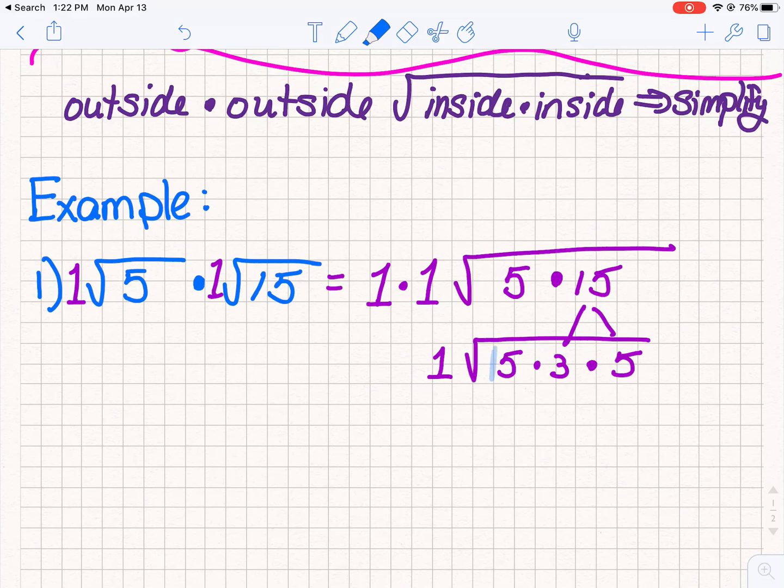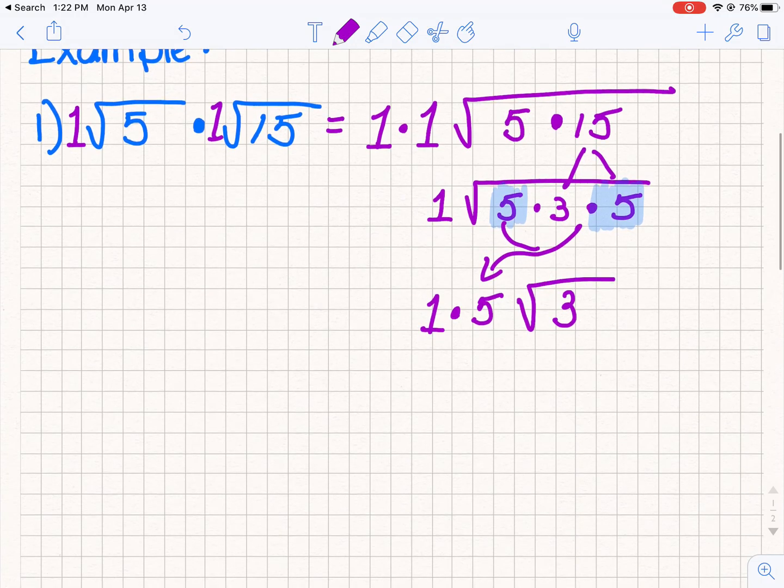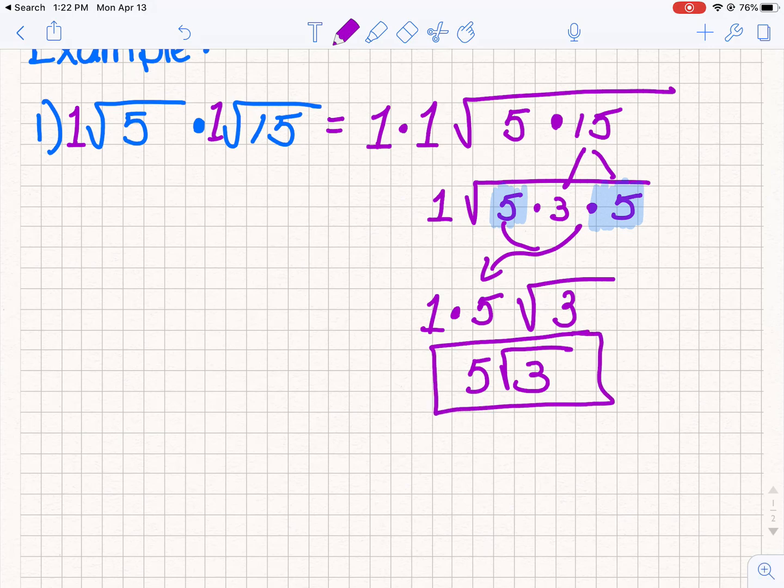So in this case, we have a pair of 5s that can make their great escape. Remember, something happens on the way out and only one of them makes it out. We had the 1 outside waiting. 5 is now on the outside and 3 gets left behind. So my answer to this is 5 root 3. Now I took a lot of steps to get there and I'm going to shorten that up as we go, but that's how we multiply and then simplify.